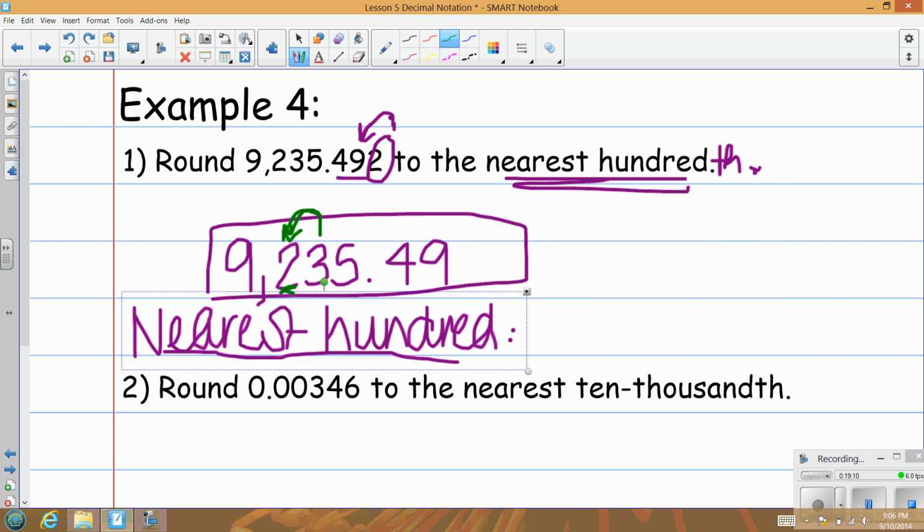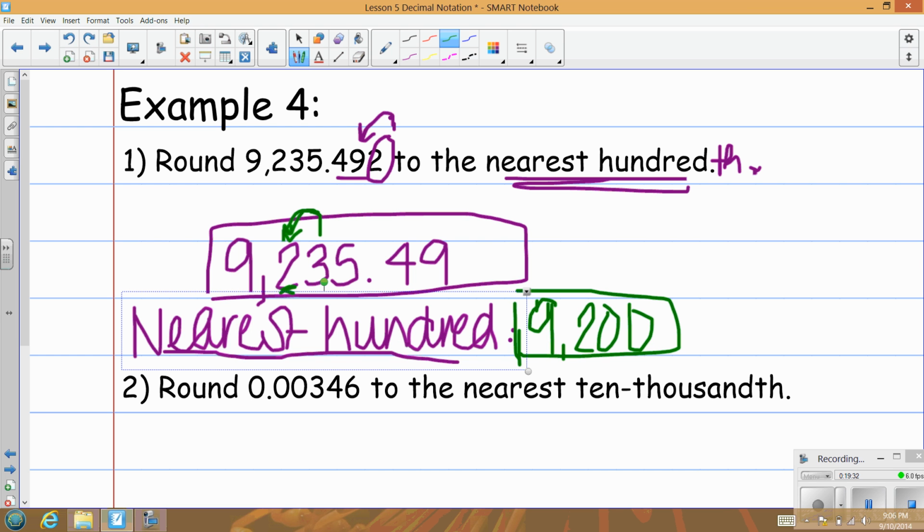So if I wanted to round this to the nearest 100, it's going to be 9,200. Nearest hundredth, which I changed up here, means decimal, whereas nearest 100 means whole number. Okay, so keep that in mind.